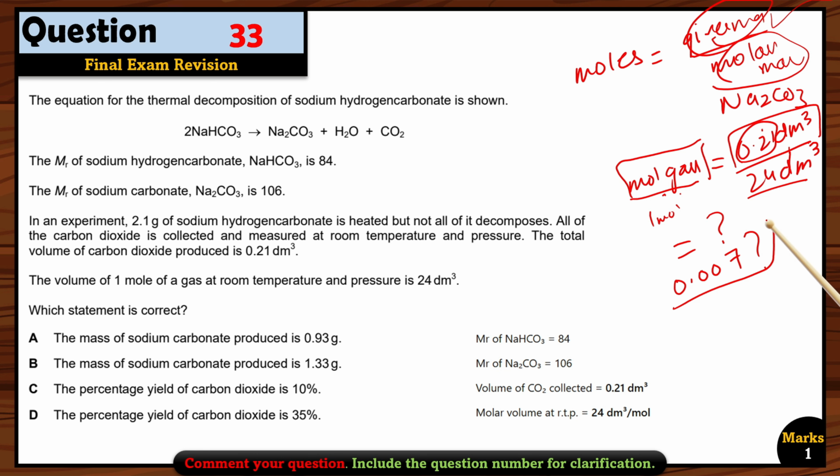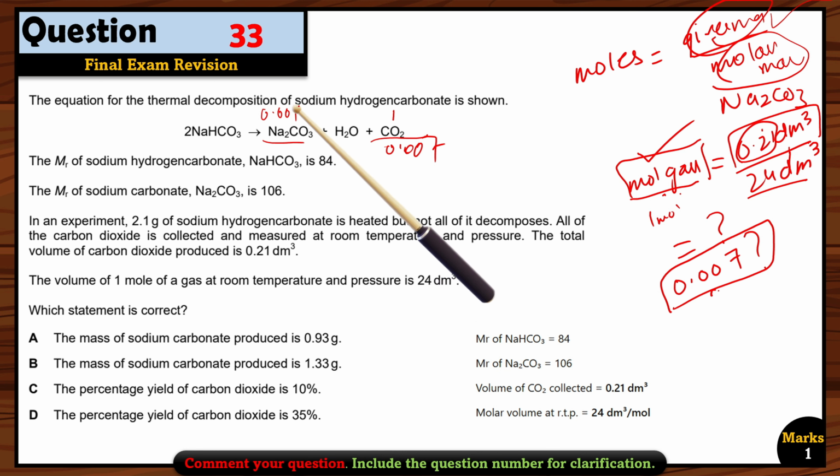If you multiply this 0.007, we already know the moles, right? So if 0.007 is the moles for carbon dioxide, 1 mole is produced and 1 mole of sodium carbonate is produced. So if 0.007 is produced, then this should also be around 0.007. You can calculate it. Maybe I am wrong. This calculation you have to do yourself.